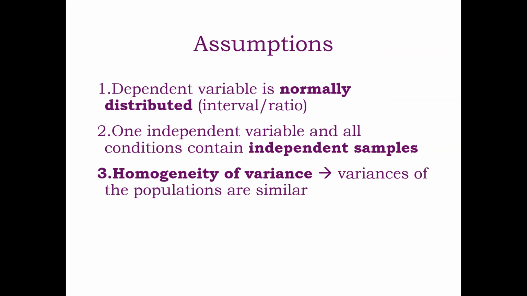The second assumption, as we've already mentioned, is that there's one independent variable for a one-way ANOVA, and all the conditions or levels of the independent variable contain different people or independent samples. Finally, the third assumption, as in our 2-group t-test, right, is homogeneity of variance. The variance of the populations of the different groups are similar.